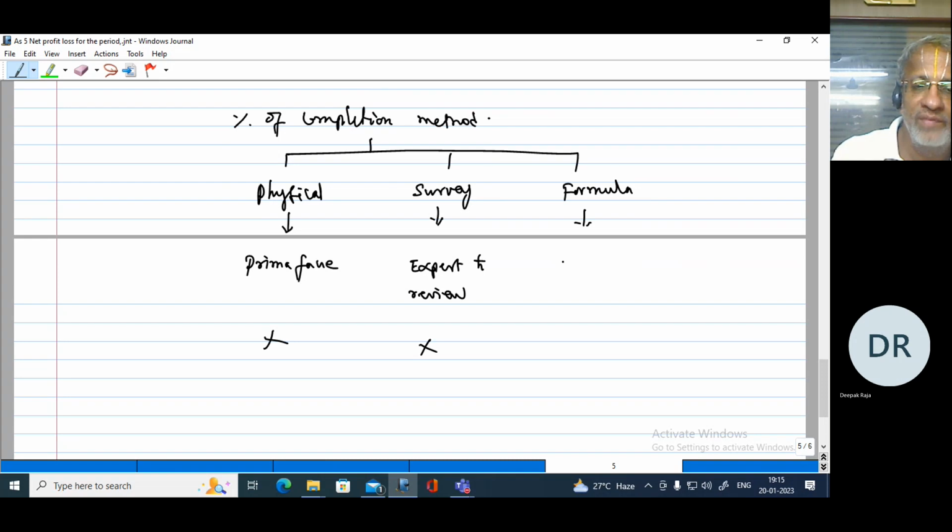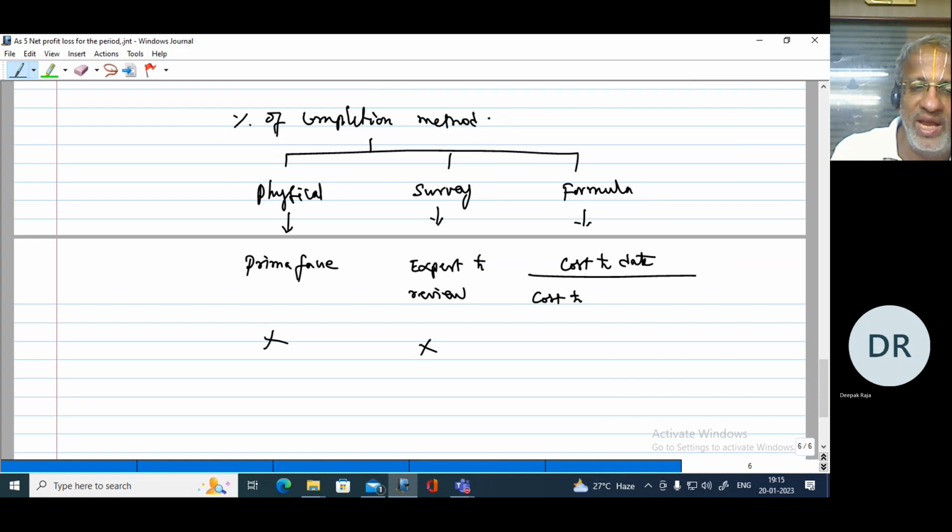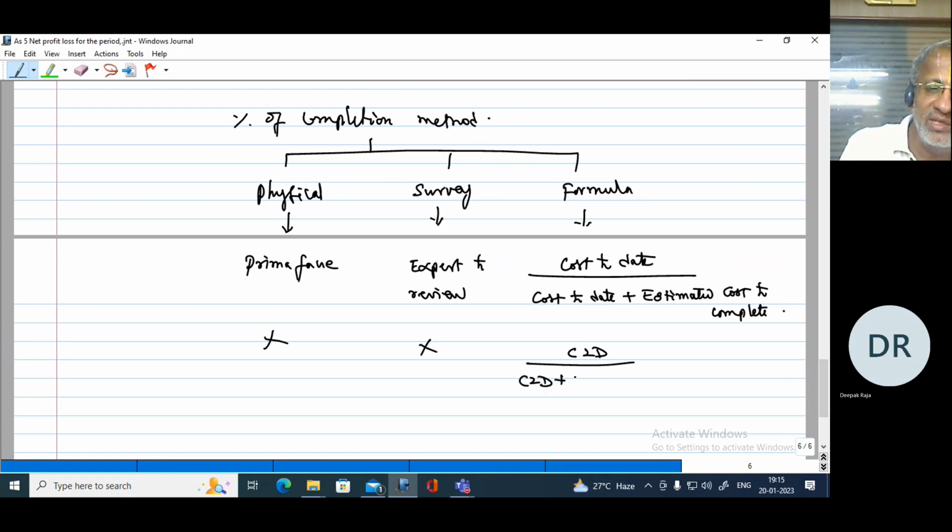What is that formula method? Cost to date divided by cost to date plus estimated cost to complete. So we can put it this way, CTD divided by CTD plus ECTC. So it is based on the amount of expenditure that you have incurred till that moment to the total cost that you expect to incur for the project. If I consider that 1 lakh is the total cost, and I spent 30,000, then you can take 30% completion.